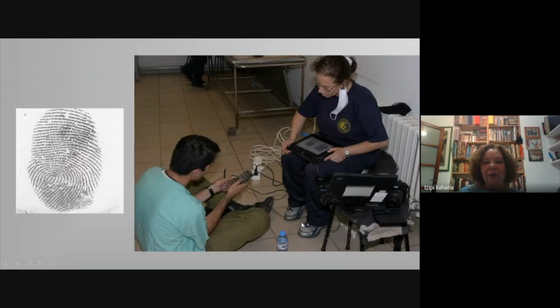And here you have the expert from the Israel police. She is a fingerprint comparisons expert, and here is the head of the identification unit of the military of the Israel Defense Forces. And what they're doing is sending the fingerprints that were collected in the morgue electronically to their databases in Israel, and they will get a reply, and Yael will ratify the identification, yes or no.